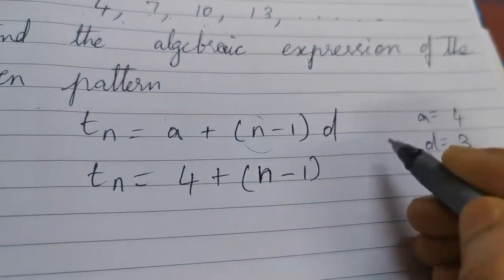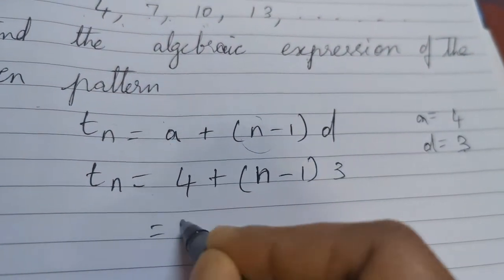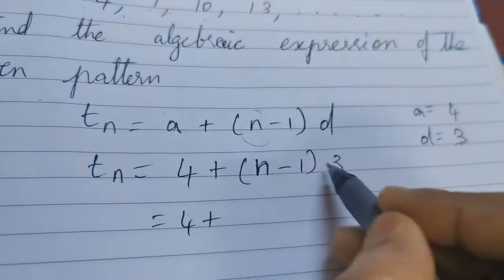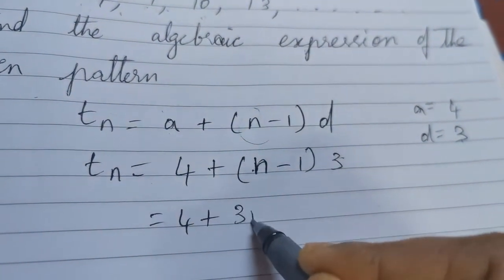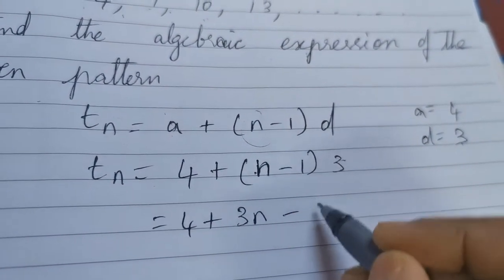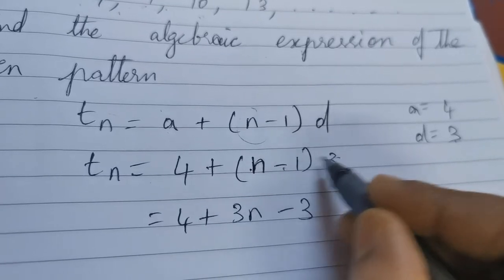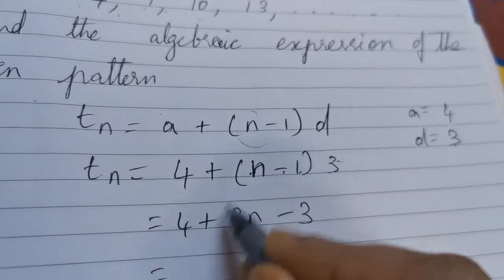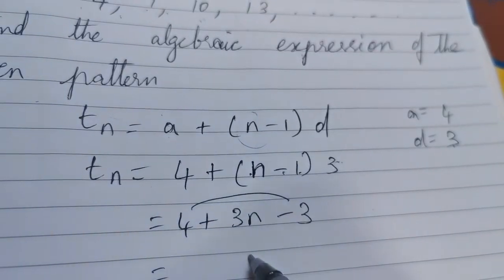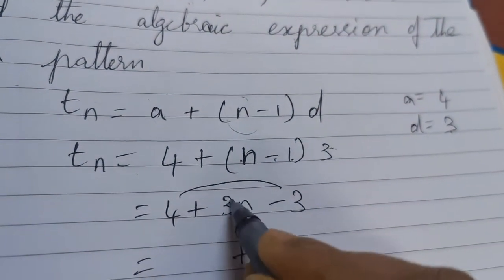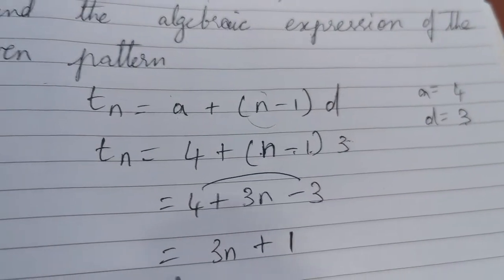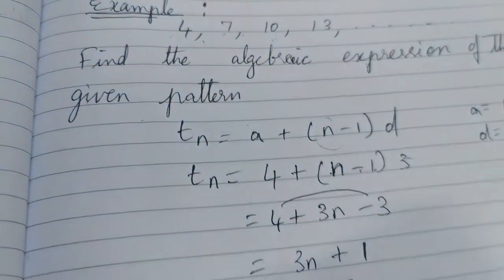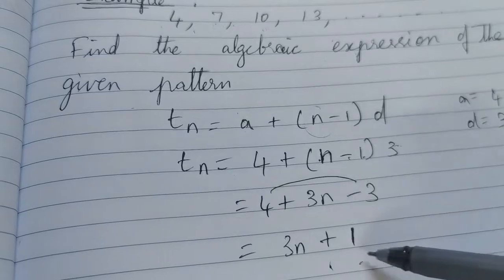And D is 3. So 4 plus, when we simplify it, 3 into n becomes 3n, minus 3 into 1 becomes 3. So minus into plus is minus, 3 ones are 3. Now we have 4 minus 3 equal to plus 1 and we have a 3n. So the algebraic expression for this pattern is 3n plus 1.